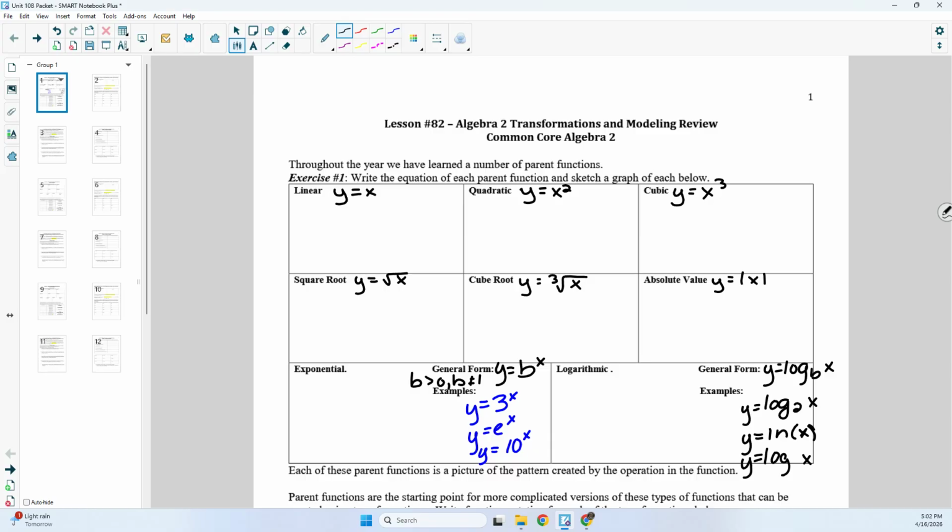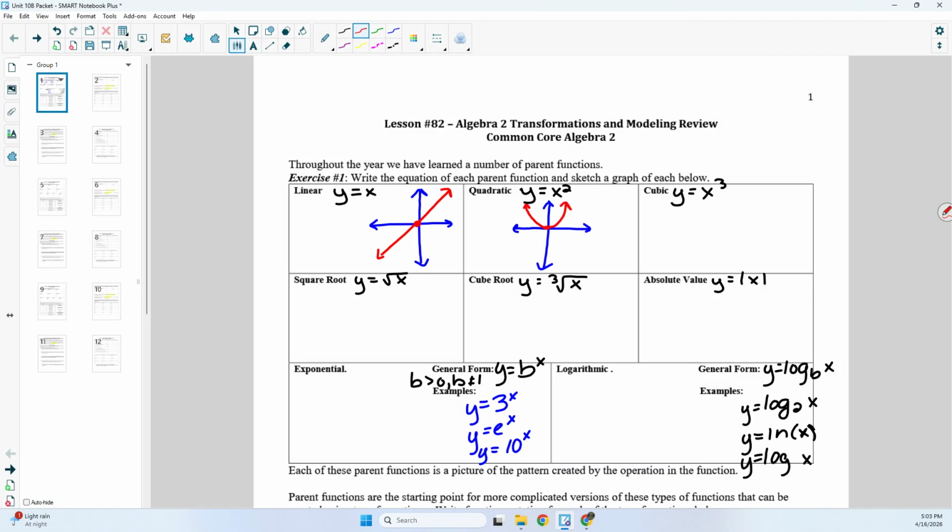So going back through these, each of these shapes tells us something about the operation. So the linear parent function just says that whatever I input is also going to be my output. So we end up with a straight line with a slope of 1 that goes through the origin. A quadratic graph, x squared, we end up with a parabola. And this tells me something about squaring numbers.